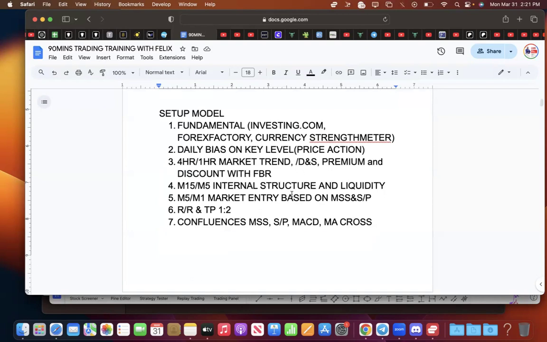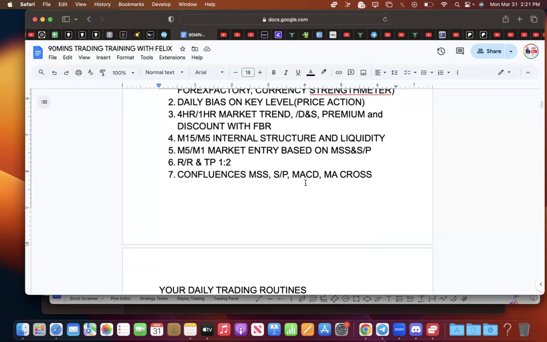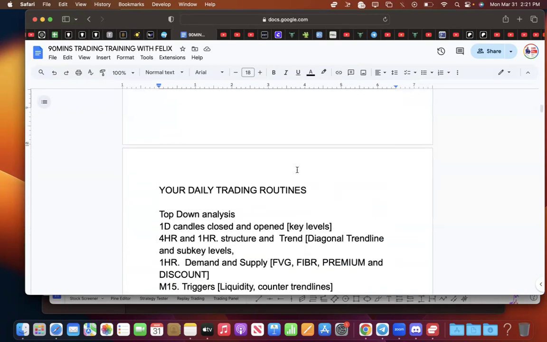If you are day trading on 5 minutes, you probably want to go from 1 hour straight down to 5 minutes. If it's intraday trading, 4 hours to 15 minutes. And if it's scalping, 15 minutes to 1 minute. Confluences like market structure shifts, support and resistance, MACD, and MA cross are all confluences you must check.